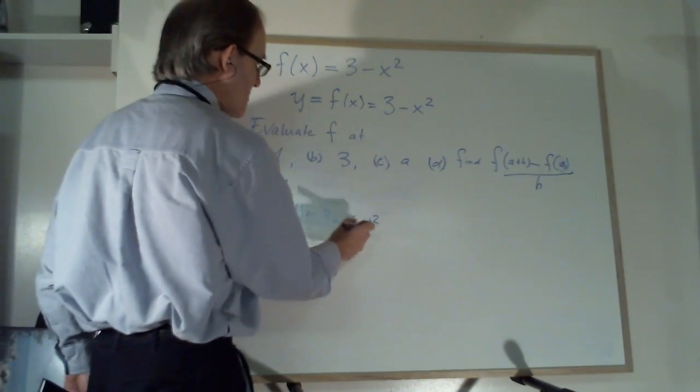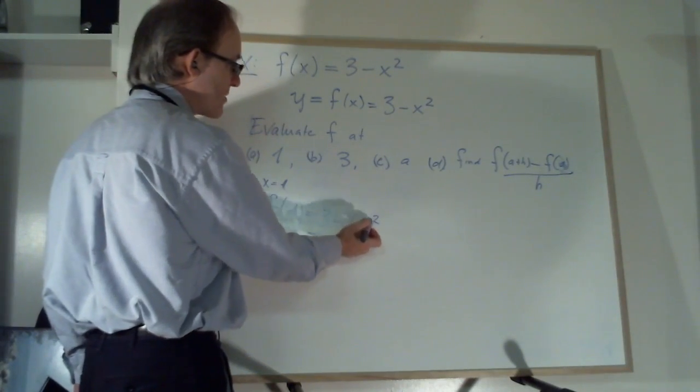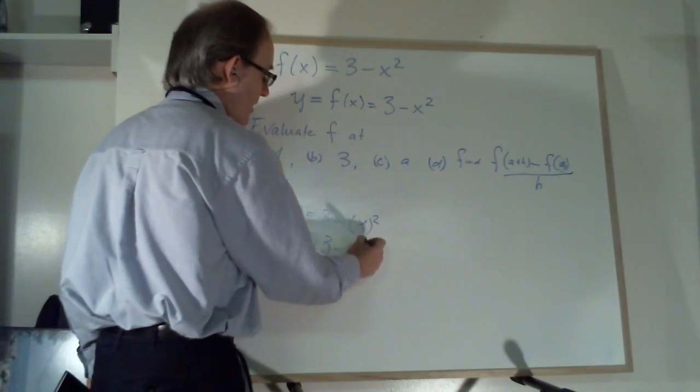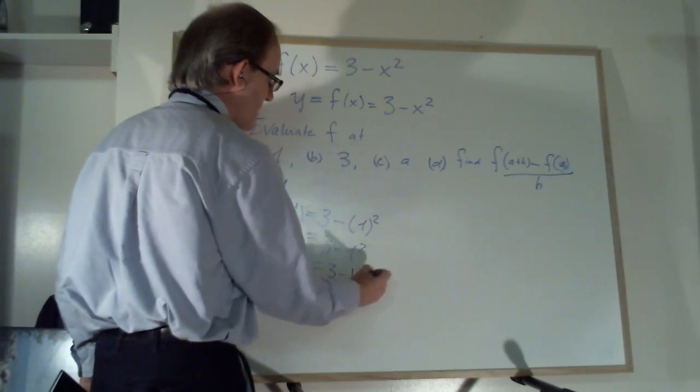So it's 3 minus 1 squared, and you follow the order of operations. Remember, order of operations says you do the exponents first, so you square 1, and then you subtract 3 minus 1, and that's 2.